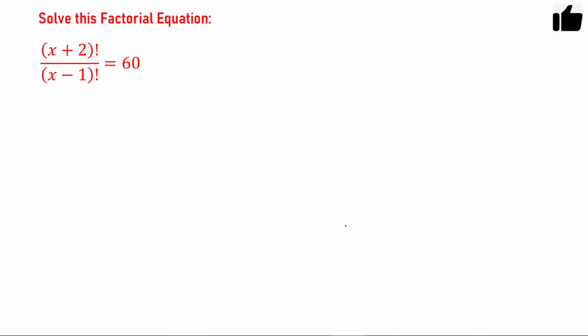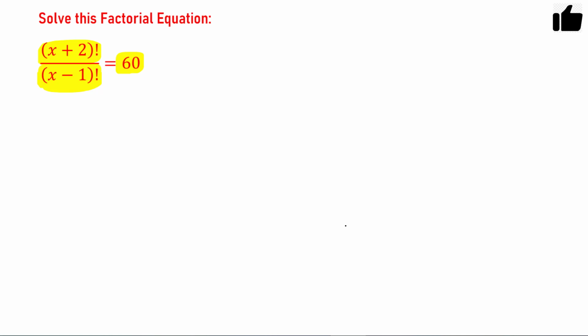Hello friends, in this problem you have to solve a factorial equation, and the equation is (x+2)! divided by (x-1)! equals 60. So you have to find the value of x that satisfies this equation. How will you solve this problem?